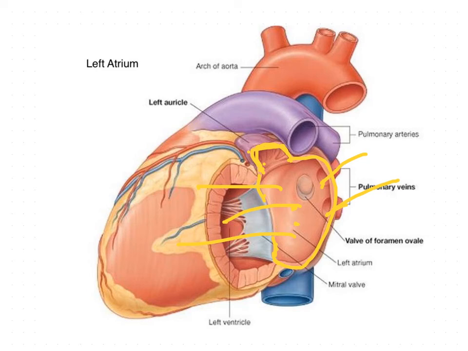Now coming to the features of the left atrium. We have already seen in the pericardium that we have two kinds of sinus, the transverse sinus and the oblique sinus. The posterior surface of the atrium forms the anterior wall of the oblique sinus of the pericardium.